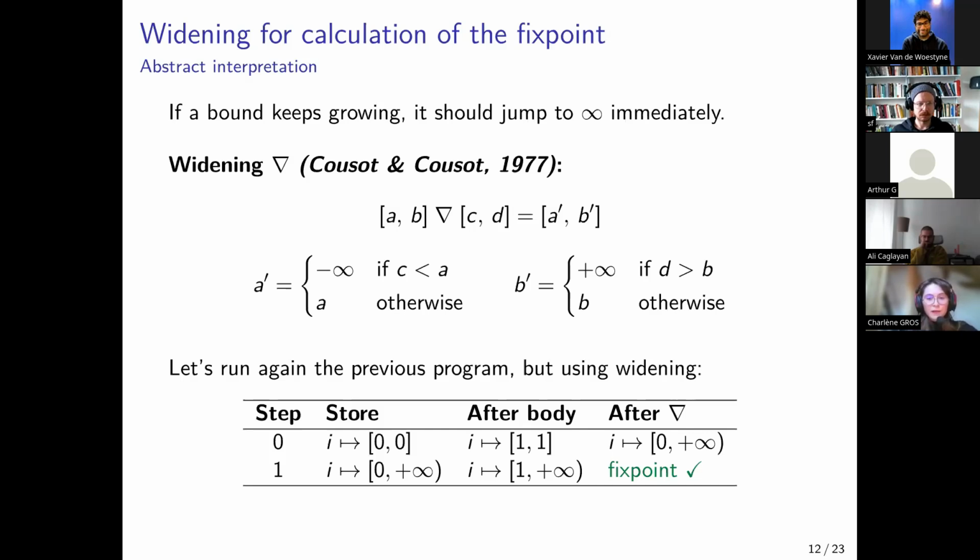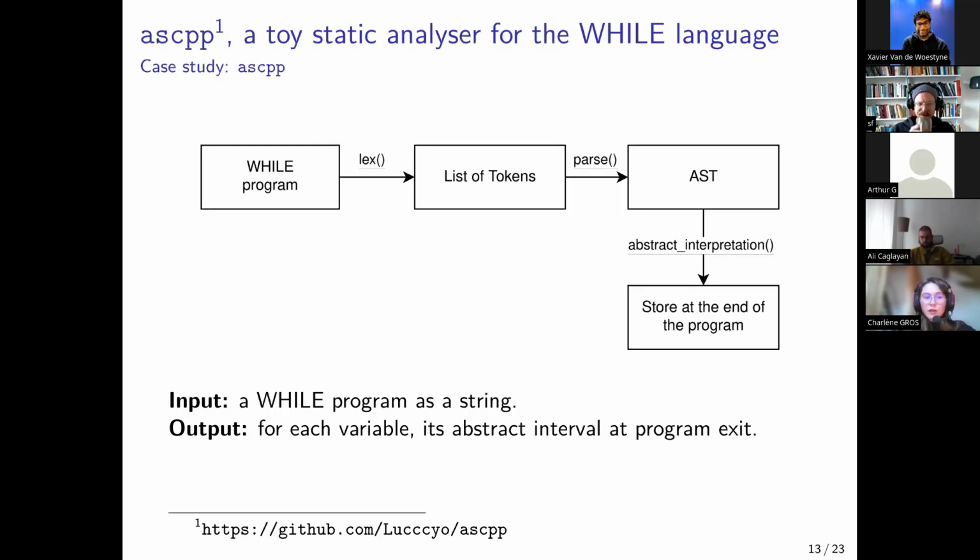So now we have a better idea of what abstract interpretation is. We are going to jump to the case study, which is my tool ISCPP, which is a toy static analyzer in C++ for the while language. So the pipeline is very simple. It takes the while program as a parameter. It lexes it into a list of tokens. After, it parses it into an AST, and it runs the abstract interpreter and outputs the abstract store, which contains the interval of each variable at the program exit.